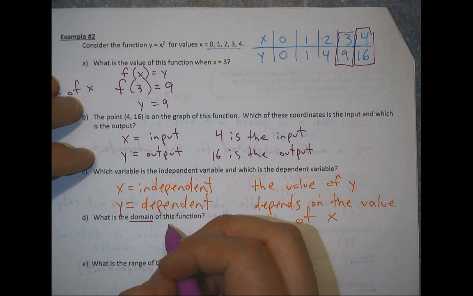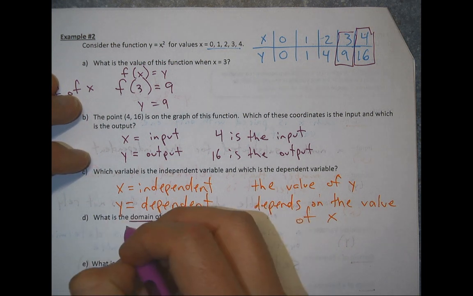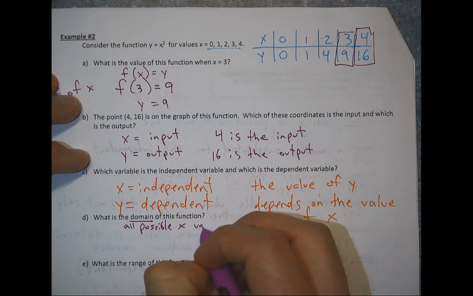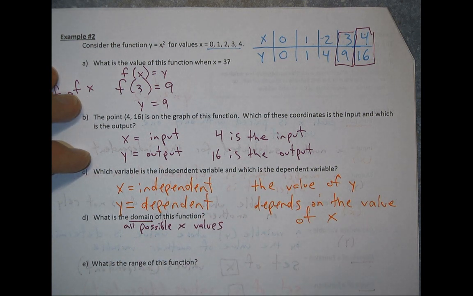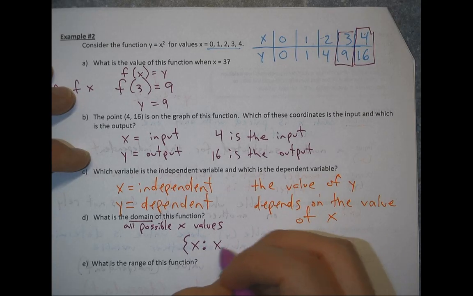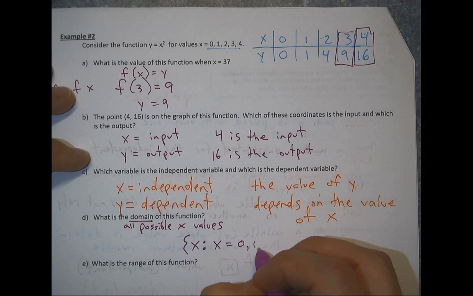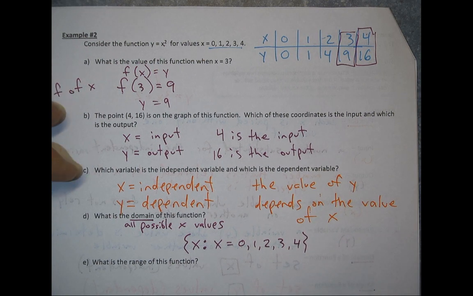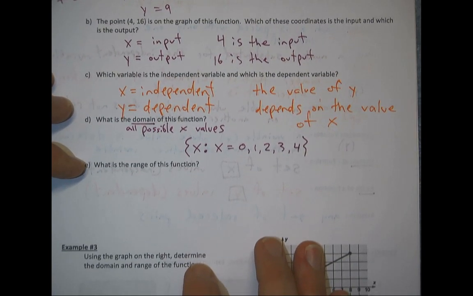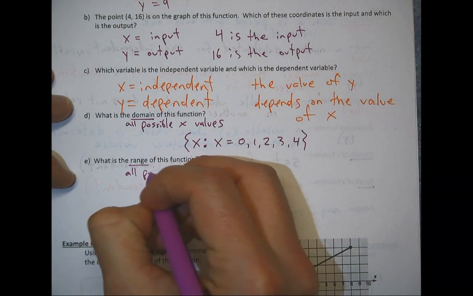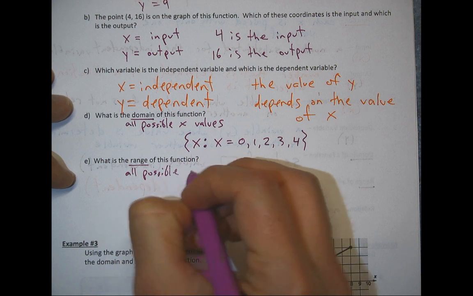And so there's a new way of writing this. So remember that this means all possible x values. And you're going to see answers written like this in brackets. So solving for x can equal 0, 1, 2, 3, or 4. That is your domain, all the possible x, and the range is all possible y values.